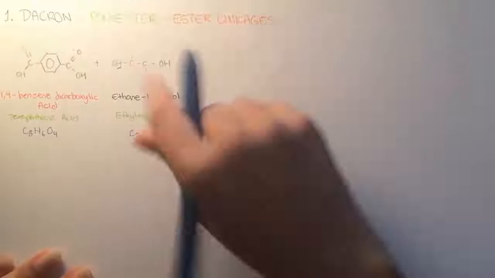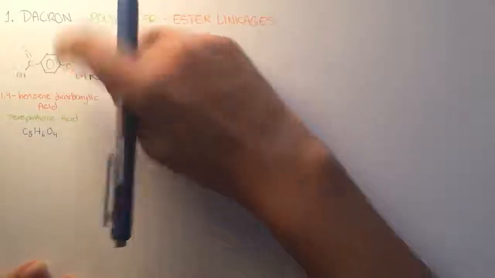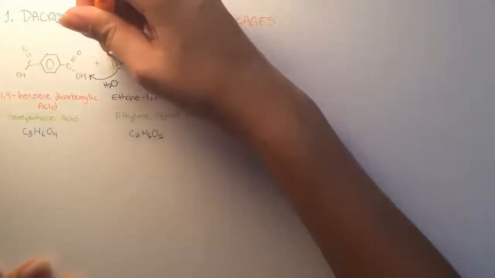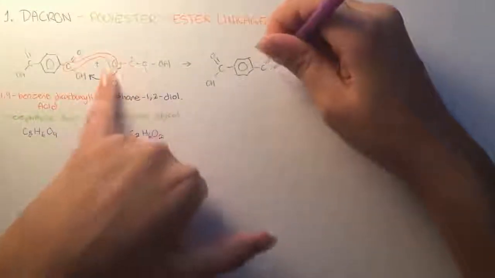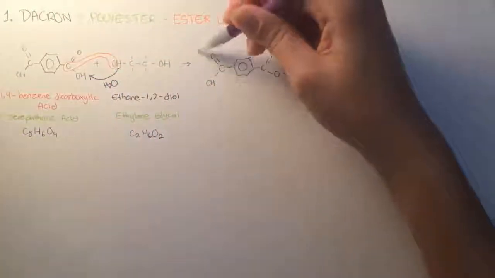The H on the ethylene glycol is going to bond with the OH on the terephthalic acid, creating H2O, which will cause the oxygen to bond with the carbon. Then we have the carbon double bond O, and now we have the carbon bonded with the oxygen from the ethylene glycol, and then we shall continue the chain from here.